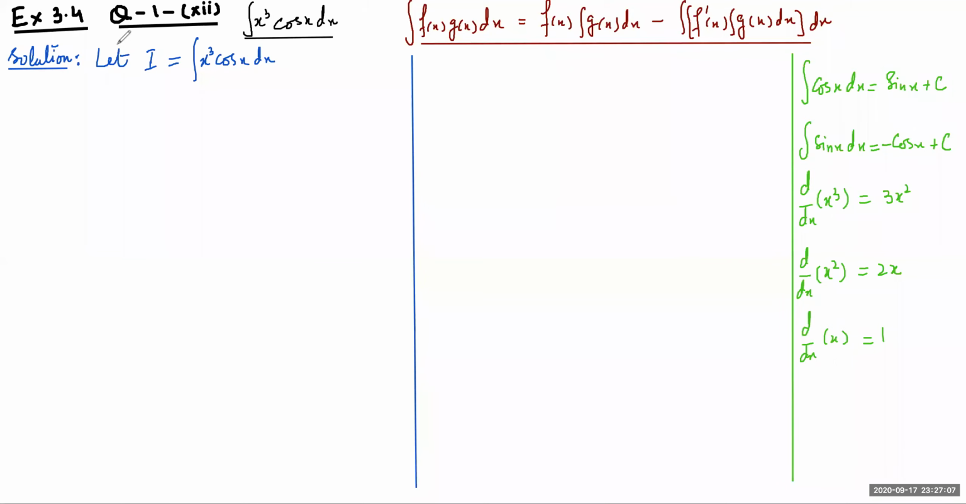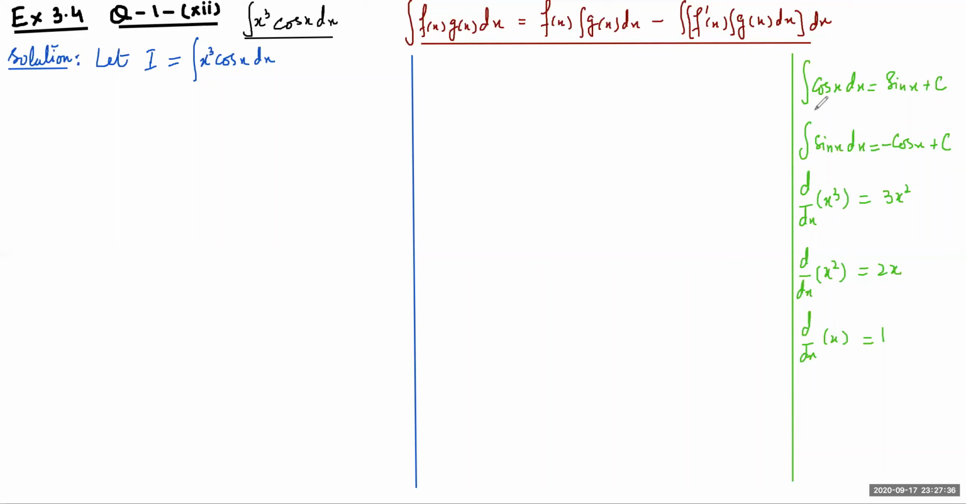Bismillahirrahmanirrahim. Exercise 3.4, question number 1, part 12, integral x cube cos x dx. The formula for integration by parts is integral f of x g of x dx, considering f of x as the first function and g of x as the second function. It is equal to first function times integral of second, minus integral of derivative of first function into the same integral.